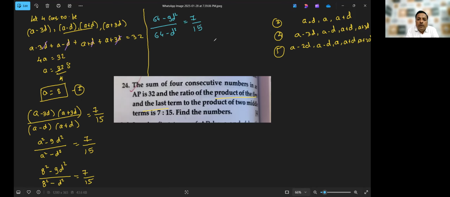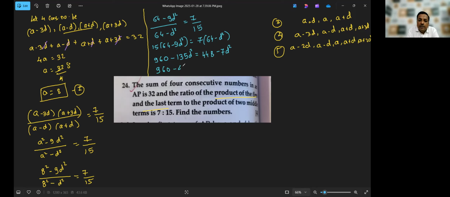Now क्या करना है हमें? We can do cross multiplication. So 15 times (64 minus 9d square), and this is 7 times (64 minus d square). Now multiply: 15 4s are 60, 6 carry. 15 6s are 90, 90 and 6, 960. Minus 15 9s are 135 d square is equal to 7 4s are 28, 2 carry, 7 6s are 42 and 2, 448 minus 7d square. Okay, shift number one side and numerical value another side.